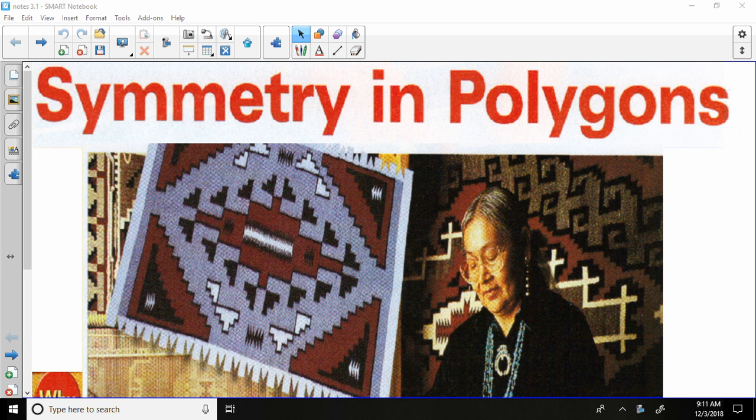You have lines of symmetry that split a shape in half, so that if you were to fold it over that line of symmetry, it's the same shape on one side of the line that is on the other. So this is a continuation of this.